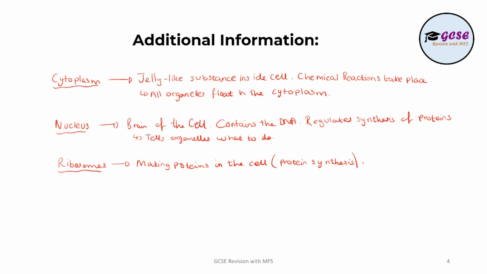We've got the mitochondria. Mitochondria is all about releasing energy in respiration. Anything which requires energy will have mitochondria. Mitochondria is the powerhouse of the cell and it provides the energy required for chemical processes to occur. So it's all about energy, the mitochondria is.